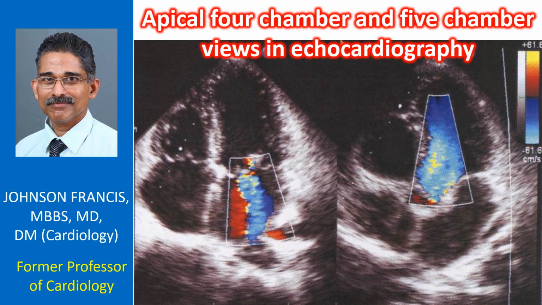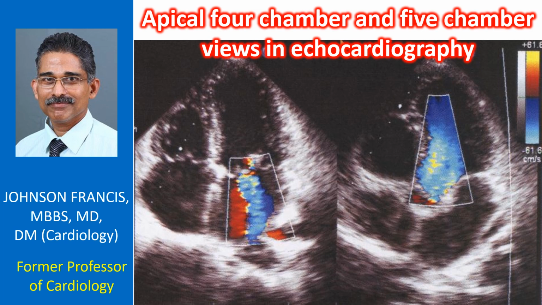Apical 5-chamber view is good to visualize aortic stenosis and regurgitation jets. Perimembranous ventricular septal defect can also be imaged well in this view. Gradient in aortic stenosis is estimated by placing the cursor exactly as guided by the apical 5-chamber view to get good Doppler tracings.